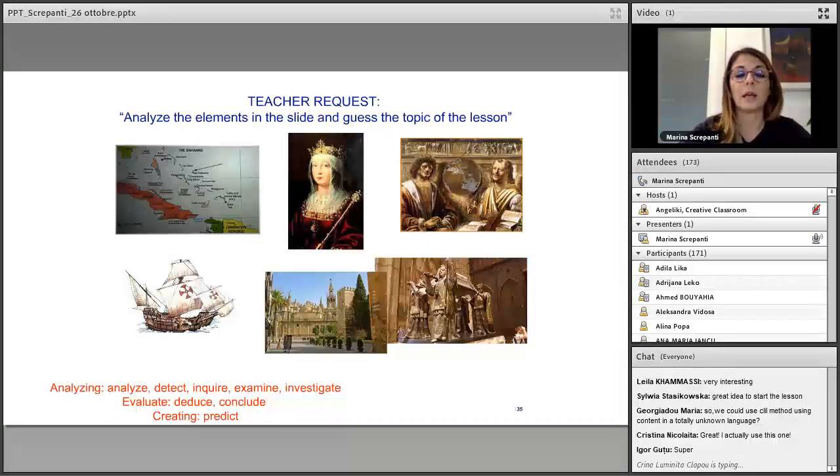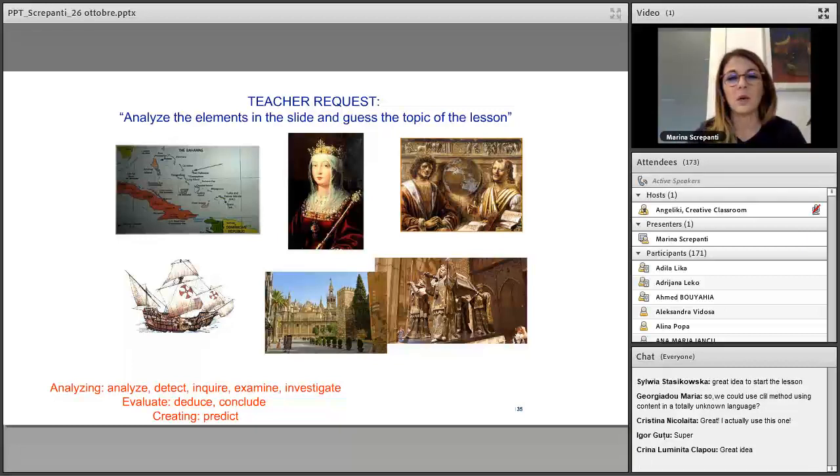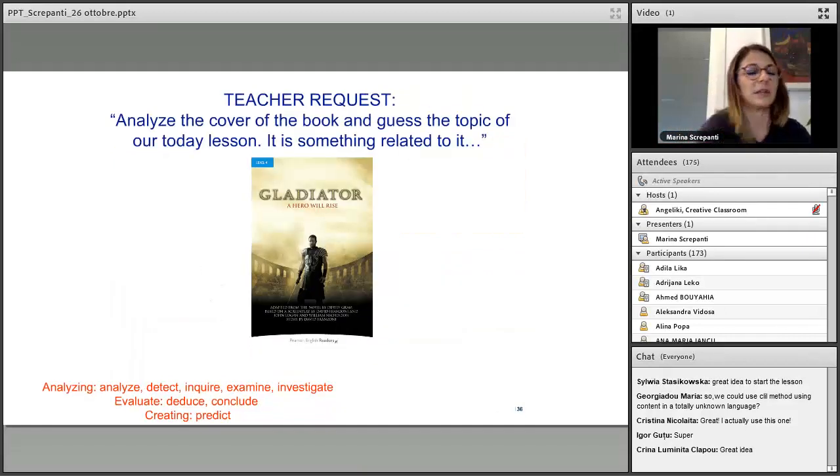Or, for example, analyze the element in the slide and guess the topic of the lesson. It's very nice. When I see the slide, I often laugh because I normally use my husband. Once he was a pharaoh, and another time he was a king, because I normally add to this slide also something audio, with the voice of the person. So they listen, they see, they touch. So it's mysterious and interesting.